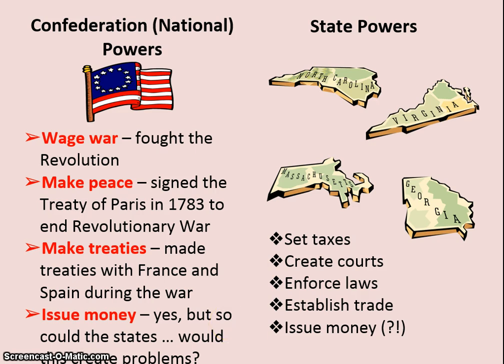So let's look at the states' powers. First of all, the power to set taxes, and that's a critical one for any government to be successful, to generate revenue. The states had the power to create courts, which means to settle disputes, they could enforce laws, establish trade with even other countries, and issue money just like the national government. So essentially you have the states almost acting like 13 little mini countries under the umbrella of the Confederation.